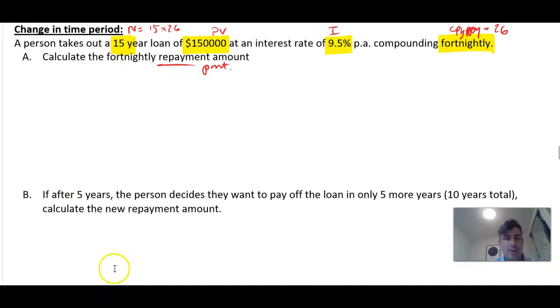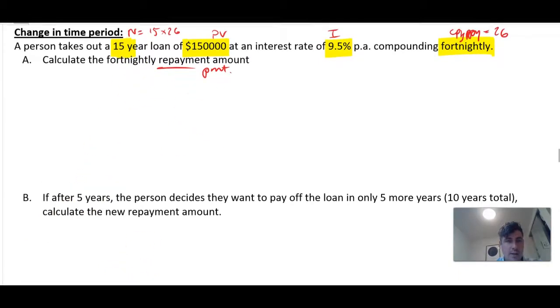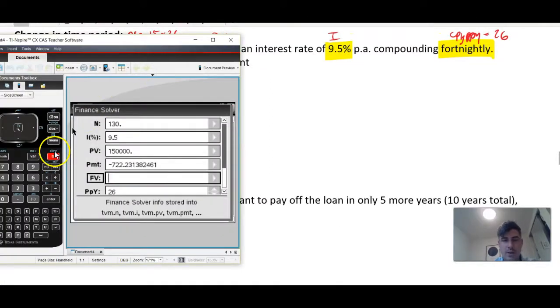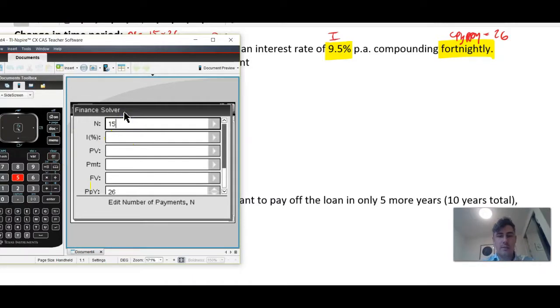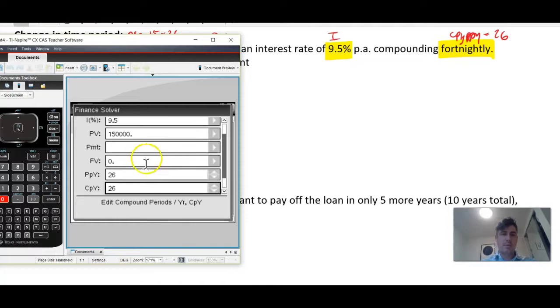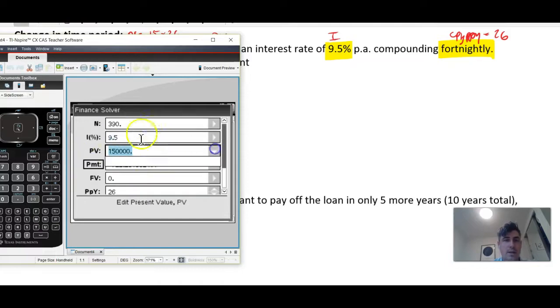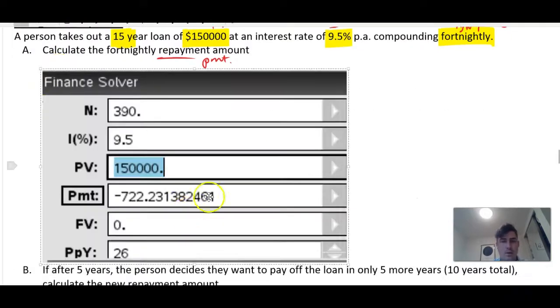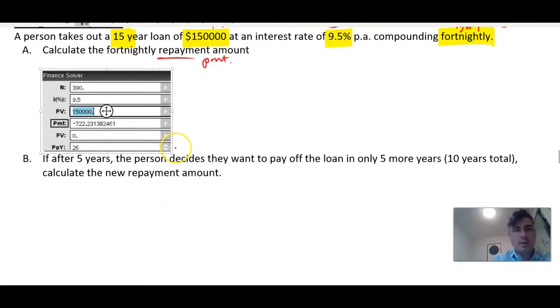So let's calculate the repayment using Finance Solver. We've got most of the information there. N is 15 times 26, so that's how long we want the loan to run for. I is going to be 9.5, PV is 150,000, PMT is unknown, FV is going to be 0 because we want it to be repaid. So that gives us a repayment amount of that. So the answer is 722.23 per month.